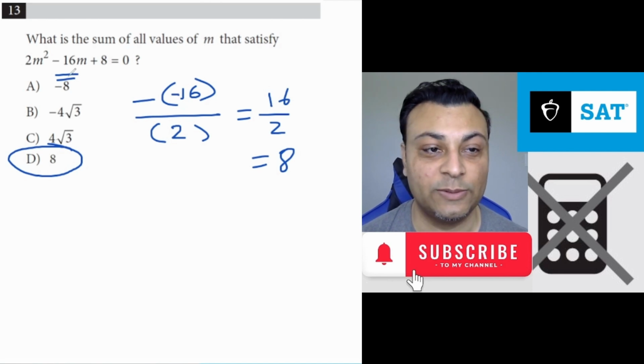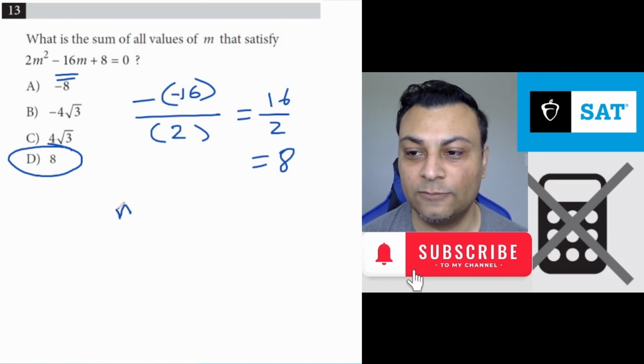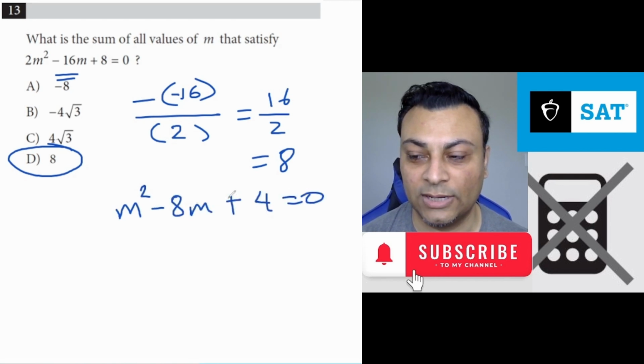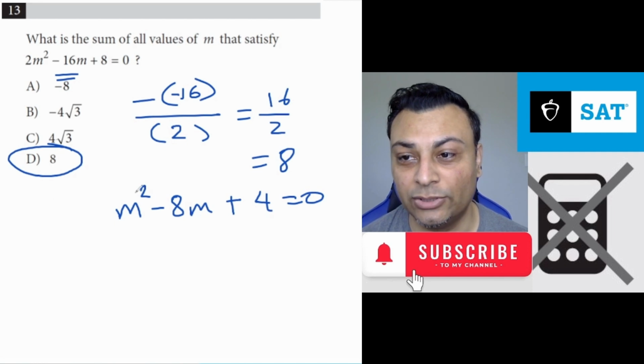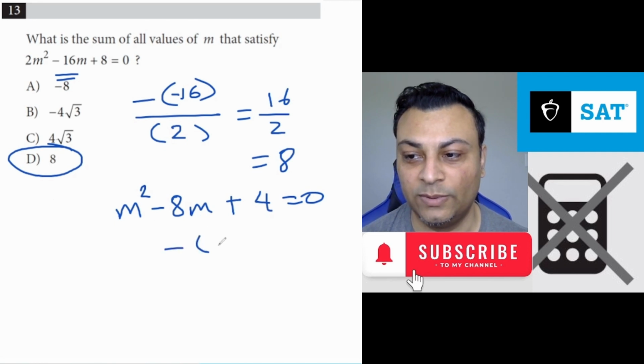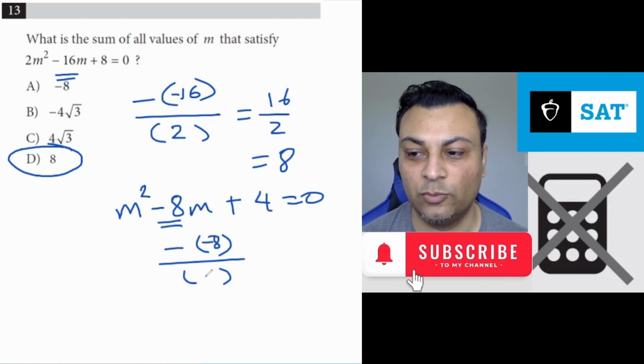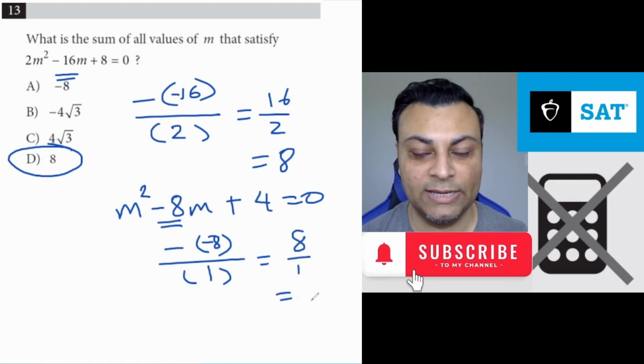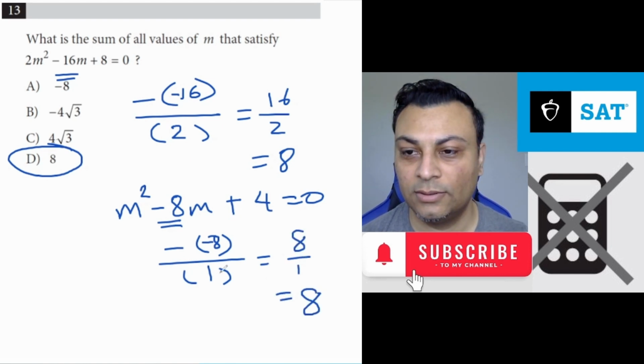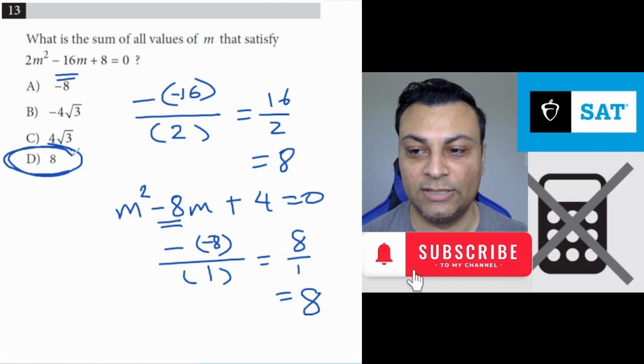So divide this by 2 and you would have m squared minus 8m plus 4 equals 0, like what we did earlier. And now you do -b over a, where the b is -8, right there, and the a is 1. And you still end up with 8 over 1, or simply 8, which is still option D.